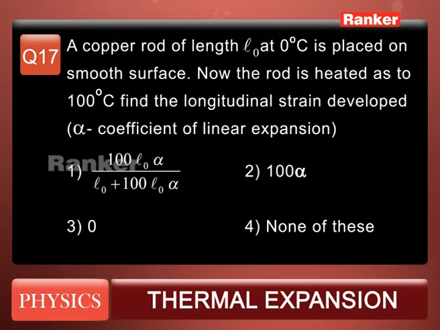Now question number 17. A copper rod of length L0 at 0 degrees Celsius is placed on a smooth surface. Now the rod is heated to 100 degrees Celsius. Find the longitudinal strain developed, where alpha is the coefficient of linear expansion. Option number 1 is 100 L0 alpha by L0 plus 100 L0 alpha. Option number 2 is 100 alpha. Option number 3 is 0. And option number 4 is none of these.